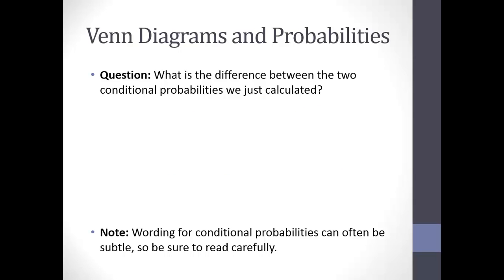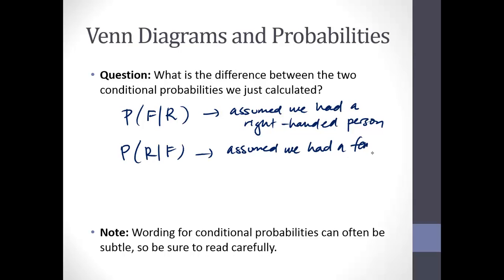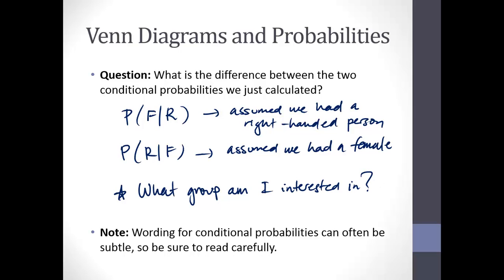Again, just to remember, this is exactly like what we talked about in Chapter 6, but what's the difference between those two conditional probabilities? For the probability of F given R, we assumed we had a right-handed person. And for the probability of R given F, we assumed we had a female. Like when we were looking at conditional probabilities in Chapter 6, the question to ask is what group am I interested in? Am I interested in all the people that are right-handed, or all the people who are female? Then I can calculate probabilities that way.